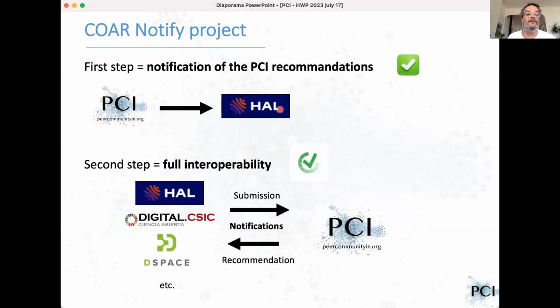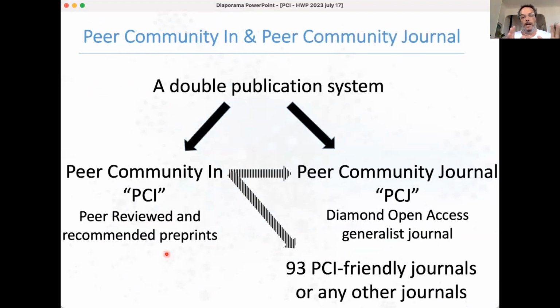Currently we have this one-way notification with HAL, but the second step is to develop full interoperability, so that we will be able to get notifications of submissions from all the open archives to PCI, and then send notifications of the recommendations from PCI to each of the open archives having the preprint in question. So I told you it was a double publication system. I will let Denis continue to explain how Peer Community Journal works.